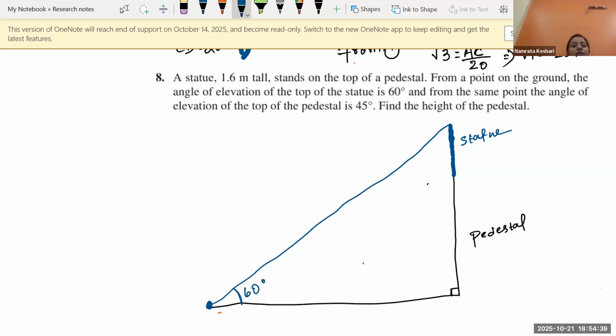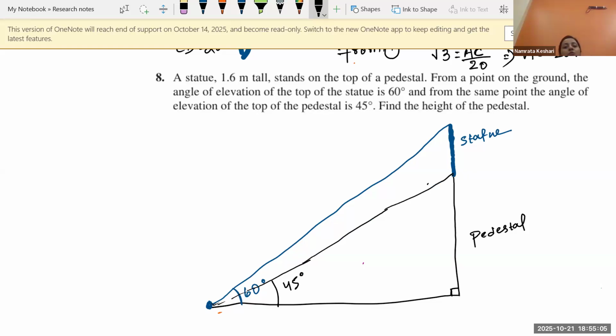and from the same point, the angle of elevation of the top of the pedestal is 45 degree, and find the height of the pedestal.